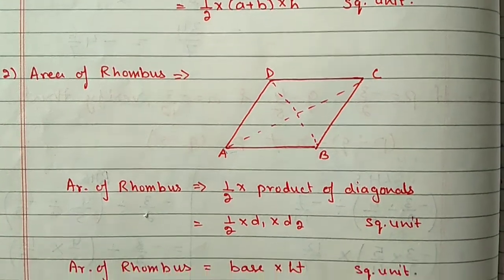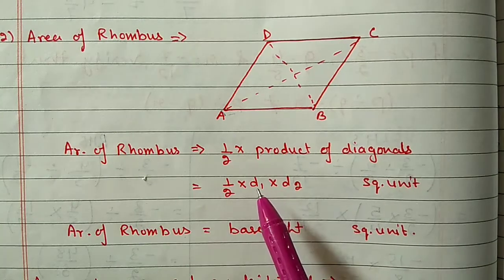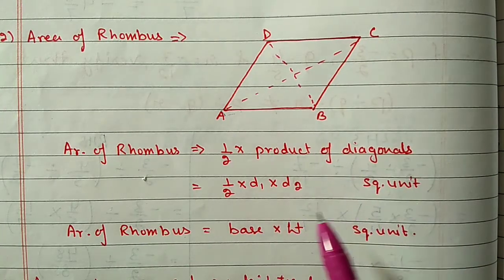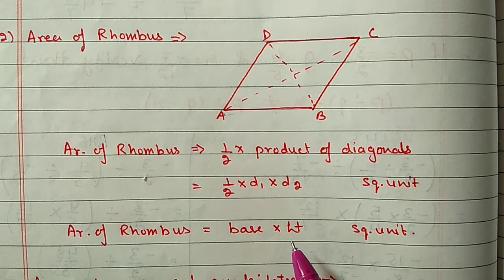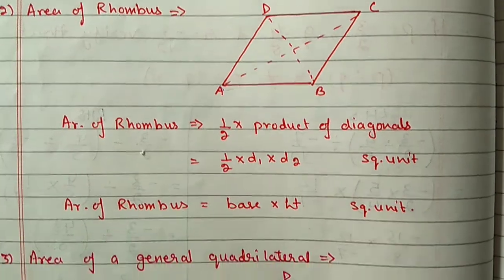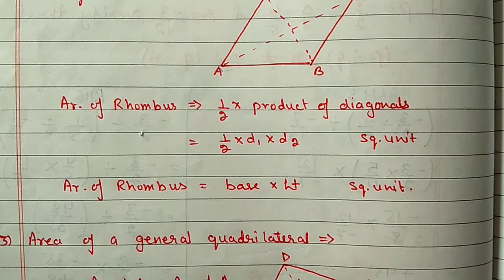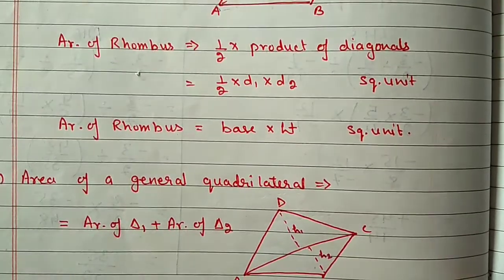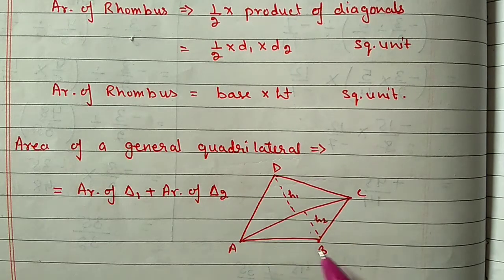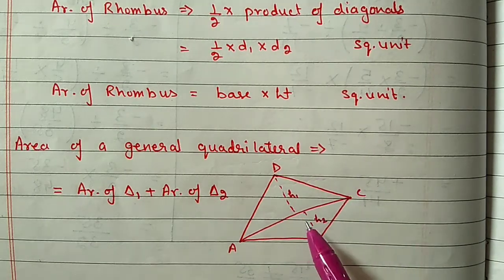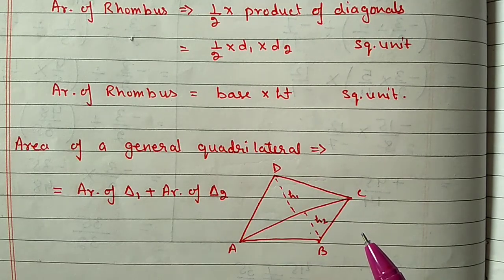For that we can use two formulas. First is half product of diagonals. And second we can use base into height, which we are using for parallelogram also. And third, when you have a general quadrilateral, you don't have any special quadrilateral, in that case we can split this quadrilateral into two triangles and we can use the formula of triangle.